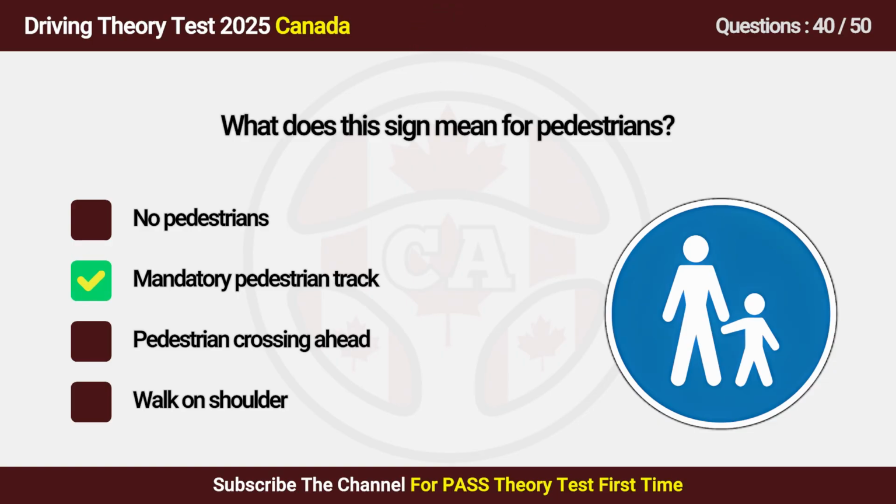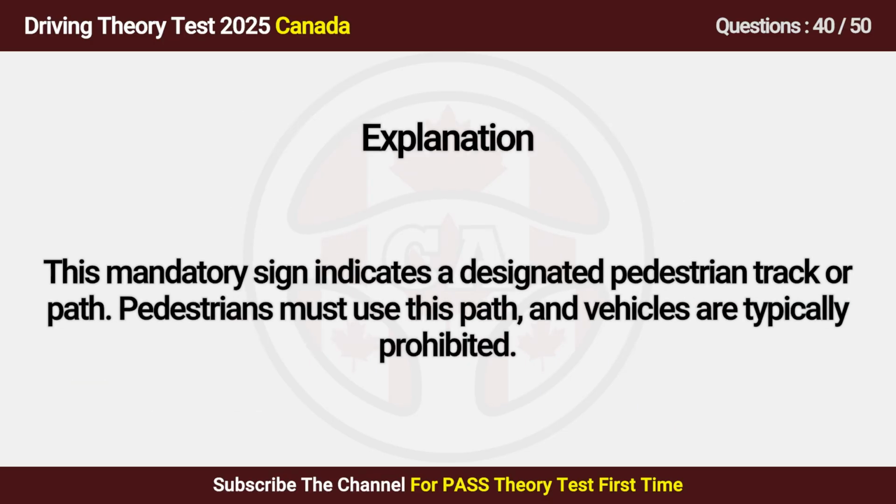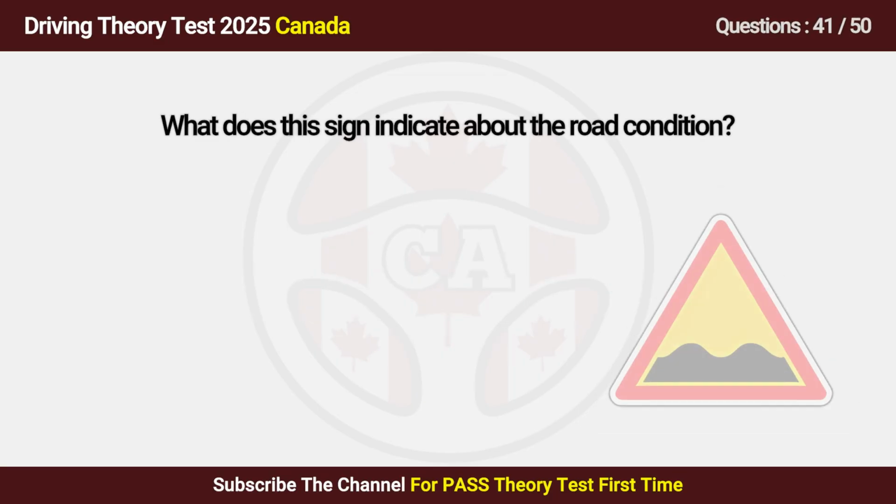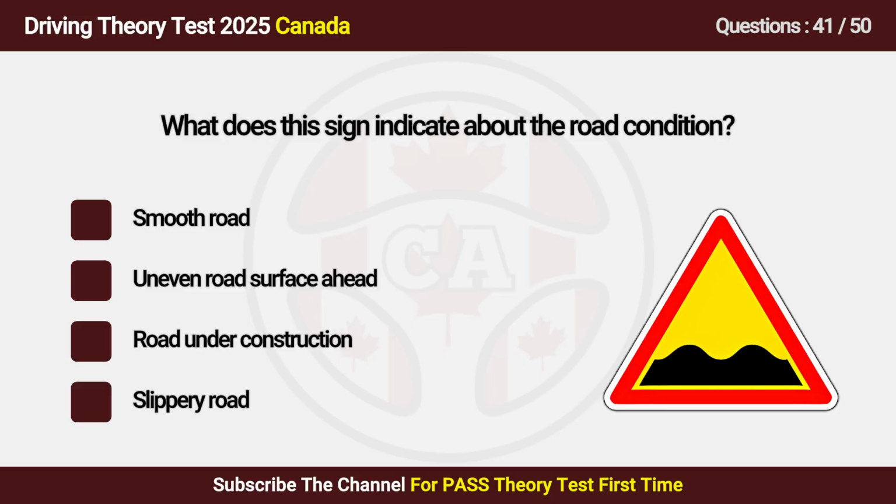Answer is B. Mandatory pedestrian track. This mandatory sign indicates a pedestrian track or path. Pedestrians must use this path, and vehicles are typically prohibited. Question 41. What does this sign indicate about the road condition?